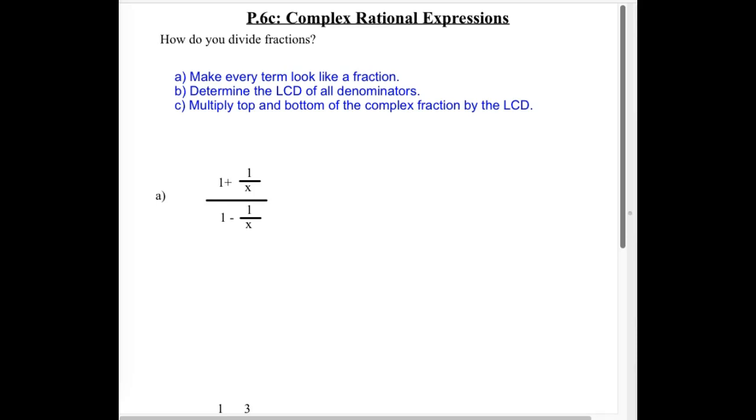So step one is to consider every term as if it were a fraction. Put a 1 under it if it was just a constant number, but make it look like a fraction. So I'm going to picture having a 1 under here and under there.